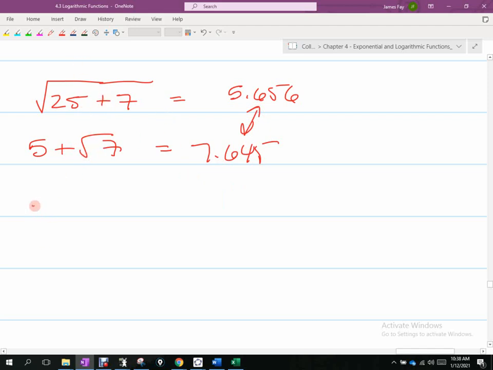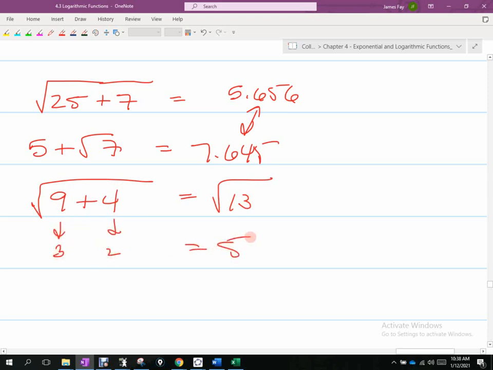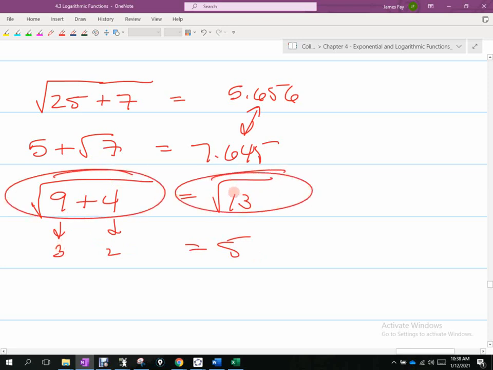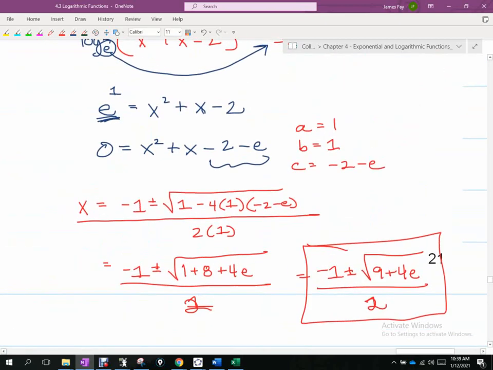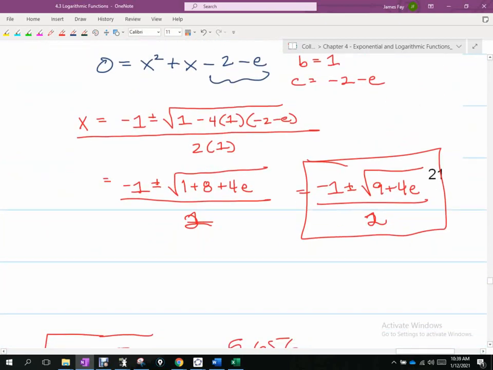Okay. Going back to the 9 plus 4 idea. Some people are going to say, well, that's radical 13. Some people say, no, that's 5, because that goes to 3 and that goes to 2. Well, which one is right? If I type that in my calculator, the radical 13 is the one that equates. The 5 is not true. Does that make sense? Because of this sum here, you cannot take the square root of 9 and the square root of 4. If it was a product, then have at it. But the sum, you cannot do that. So those are my values of x.